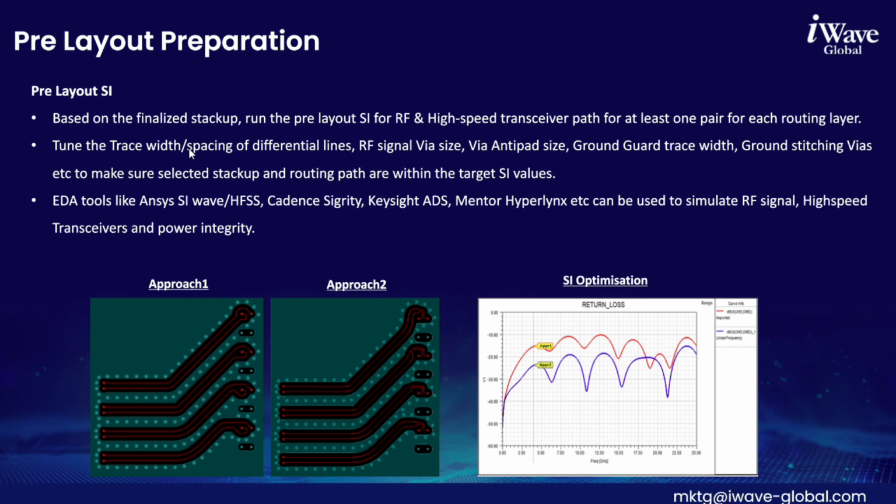To do that, we can use EDA tools like Ansys HFSS, Cadence Integrity, Keysight ADS, Mentor HyperLynx, etc. So make sure to do the optimization and get better SI performance before moving to the layout. And this has to be done for each routing layer. So wherever the layers you are routing the RF, do the optimization at least for one pair and make sure better SI performance is maintained.